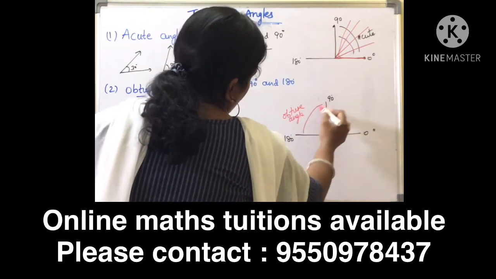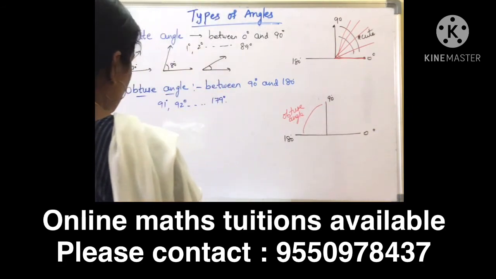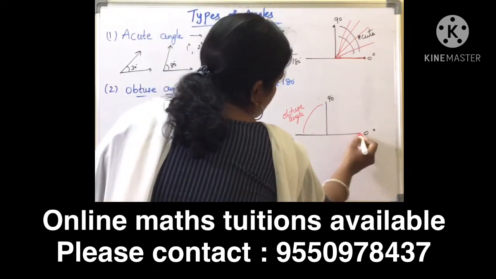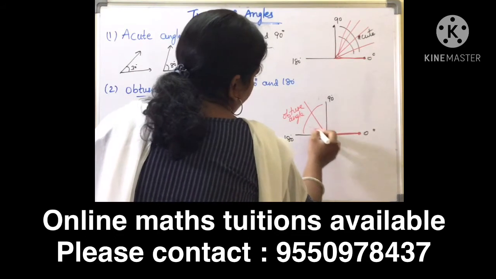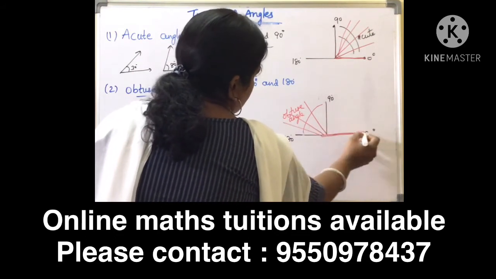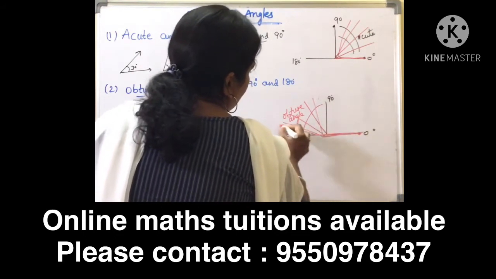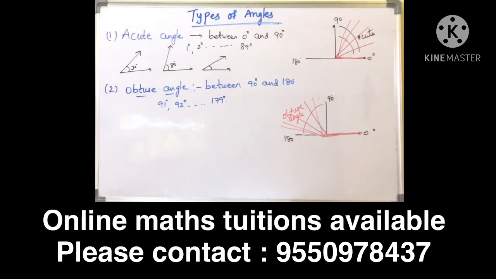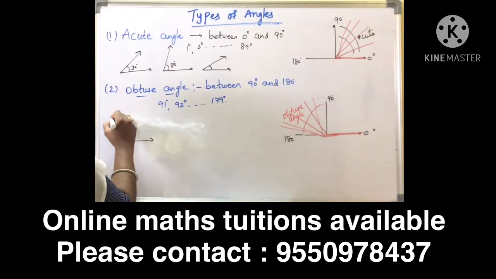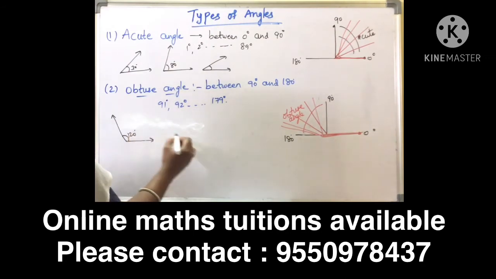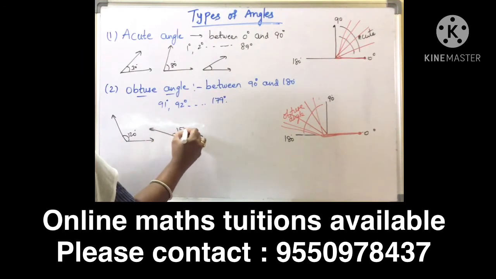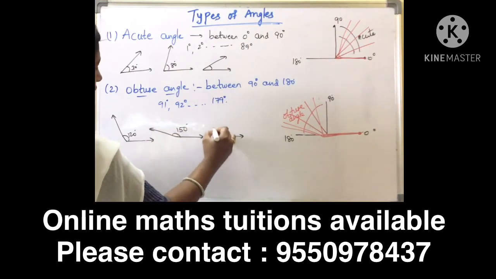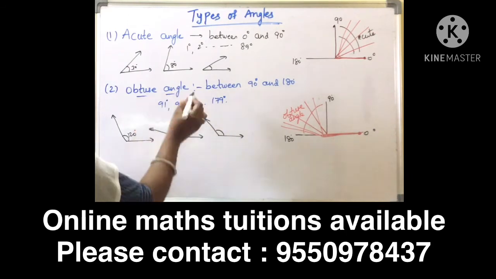Okay. So between 90 and 180. Then what will be the shape of these angles? If you see, here is the baseline. All these are the shapes of obtuse angles. Okay children, so the shape will be like this. 120 degrees, 150 degrees. So all these shapes are obtuse angles.